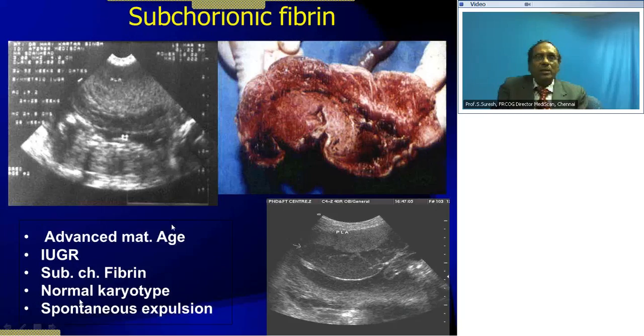And here's the patient. You can see advanced maternal age. You can see growth restriction and the subchorionic fibrin deposition. The karyotype of the baby was quite normal, and of course, she expelled the fetus very quickly because the placental insufficiency was extraordinarily significant, and the baby could not continue.